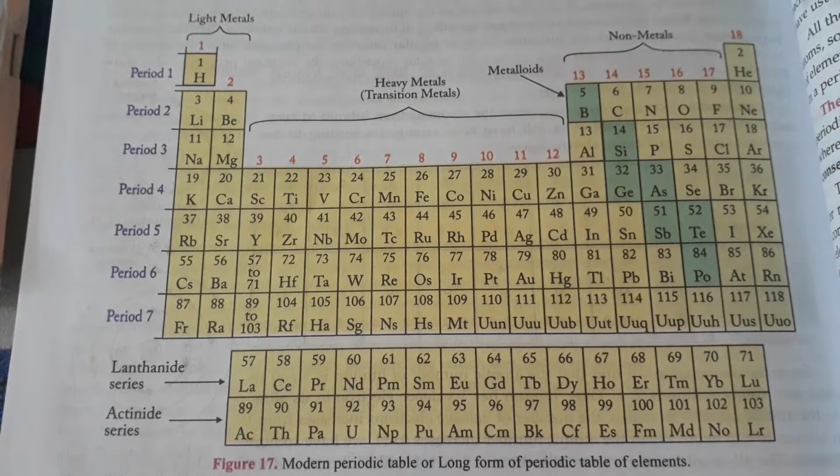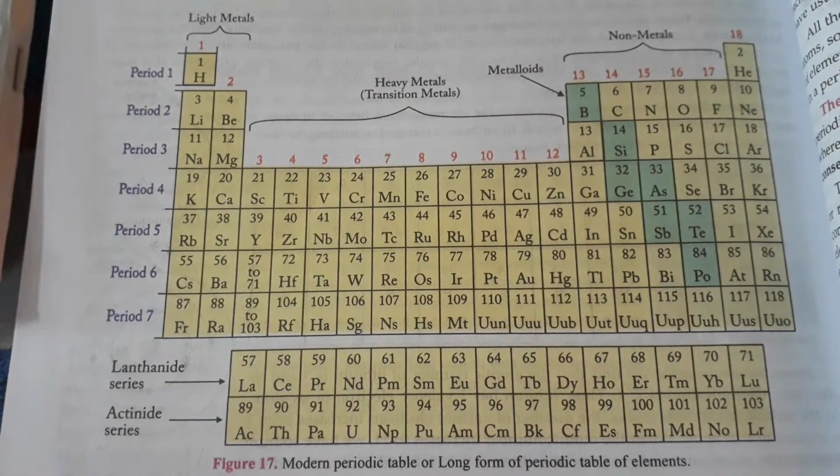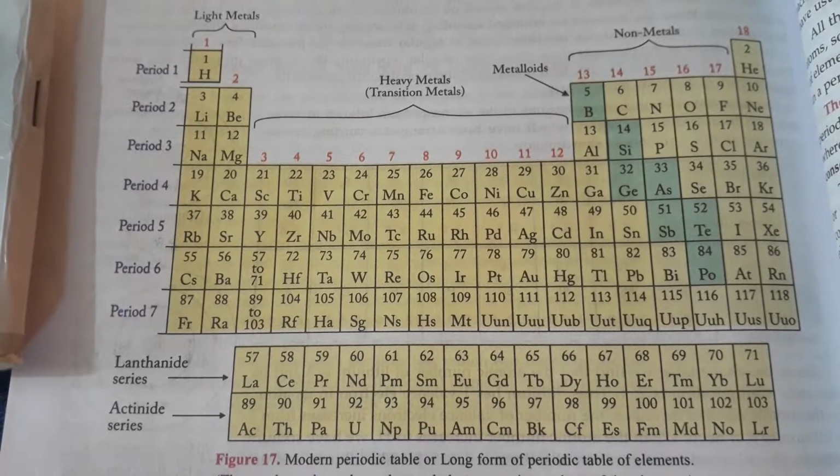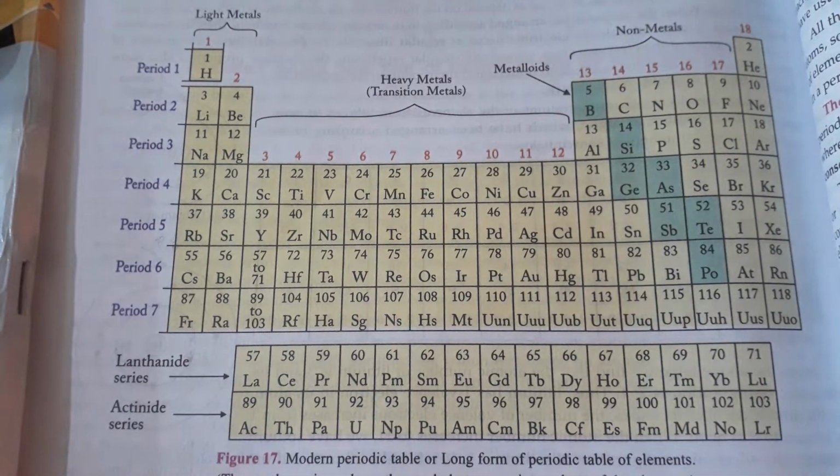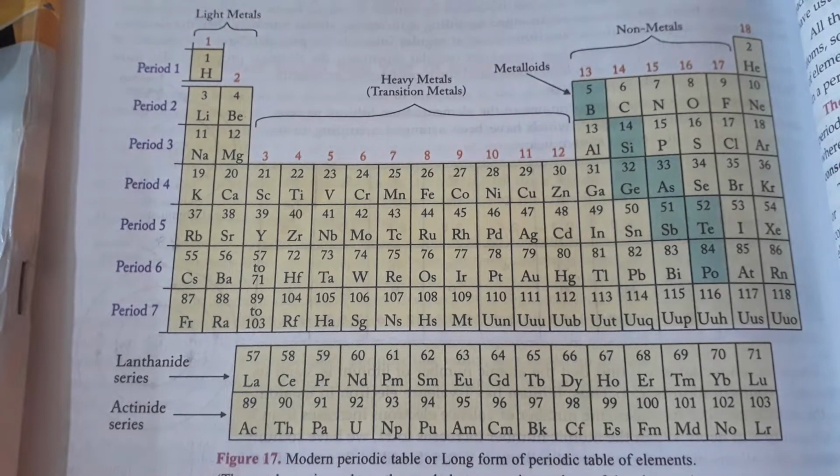Good morning, dear students. Today we are going to study about the modern periodic table. In my previous video lecture, we studied Mendeleev's periodic table and its merits and demerits. There are three demerits in Mendeleev's periodic table, which are removed in the modern periodic table.